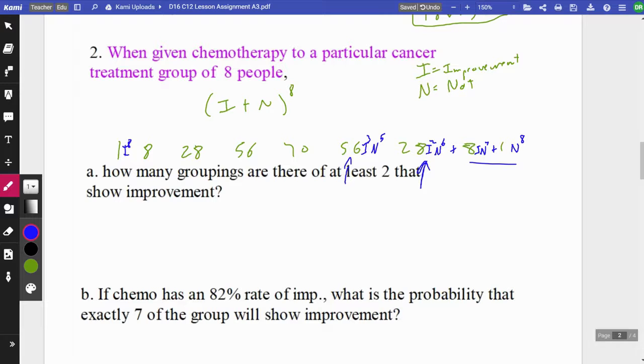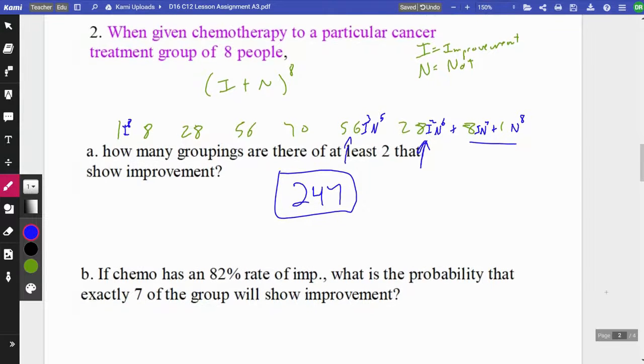So that's going to take me too long to do in my head, so I will use the calculator. 1, 8, 28, 56, 70, 56, 28. Enter. I got 247. So that's how many different groupings, arrangements, there are.